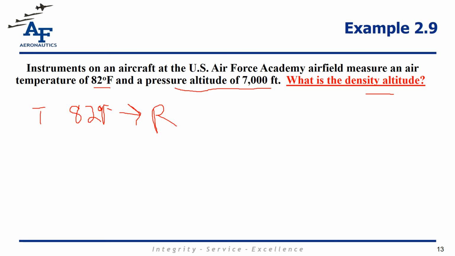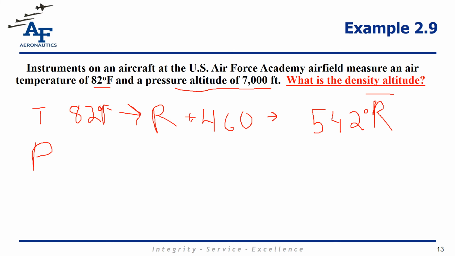And what's the conversion? Well, if I go to page 569 in my conversion tables, I know that the conversion is, I'm doing this in real time, right? What's the conversion in real time? 569 is adding 460, right? On page 569, so I go plus 460 to convert that, and that gives me 542 degrees Rankine, right? And I have a pressure altitude of 7,000 feet.